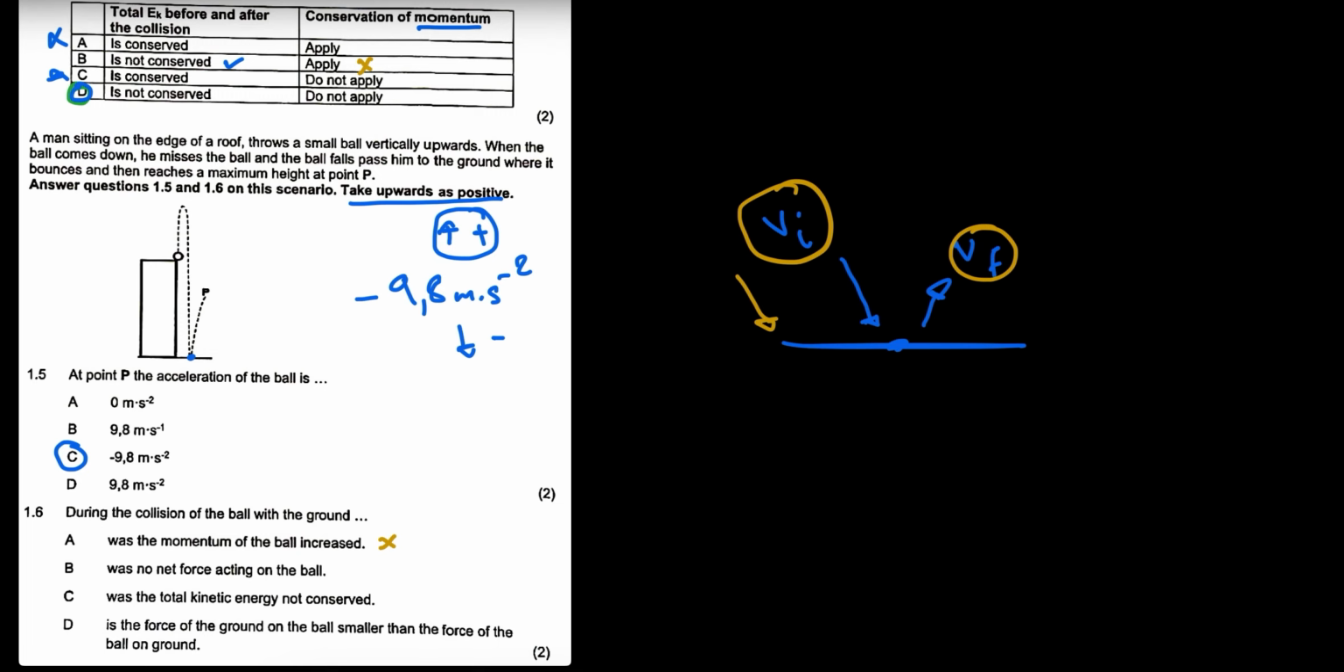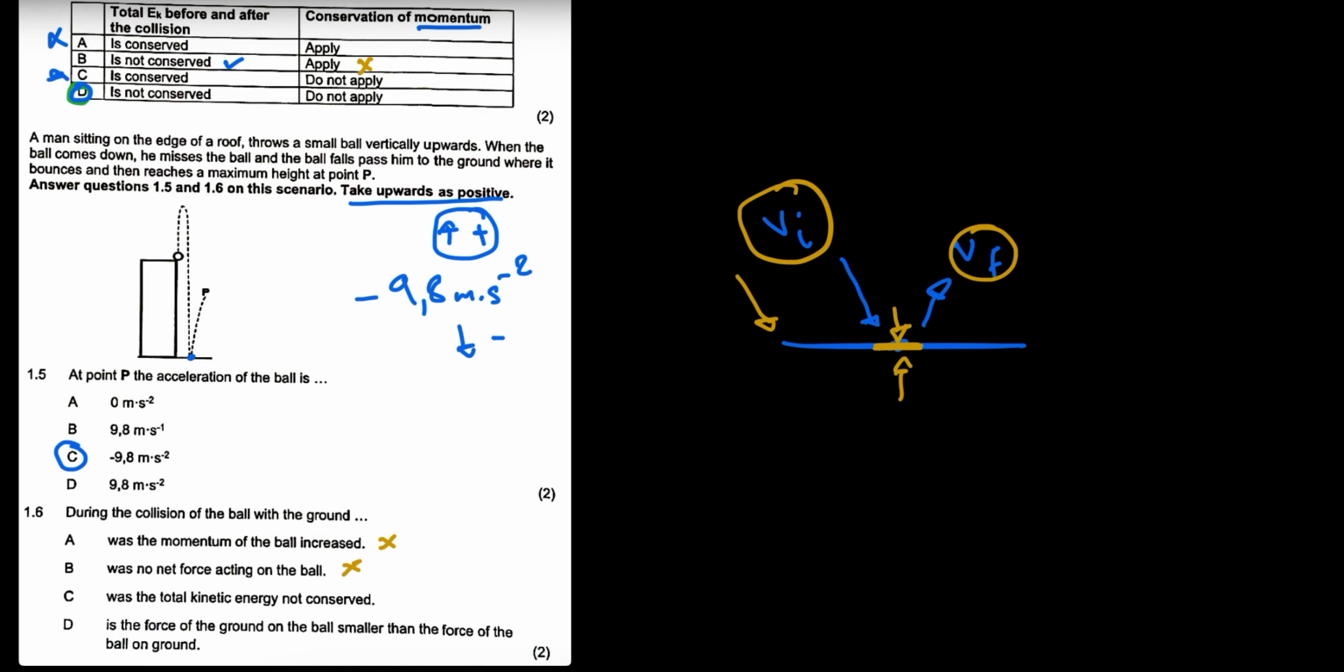So number B says there was no net force acting on the ball. This is incorrect, because during the contact, the ball is going to put a force onto the surface, and also the surface will simultaneously apply the same amount of force on the ball. So there is a contact force during that bounce. So that means the statement that says there is no net force acting on the object is incorrect. There is going to be a net force there.